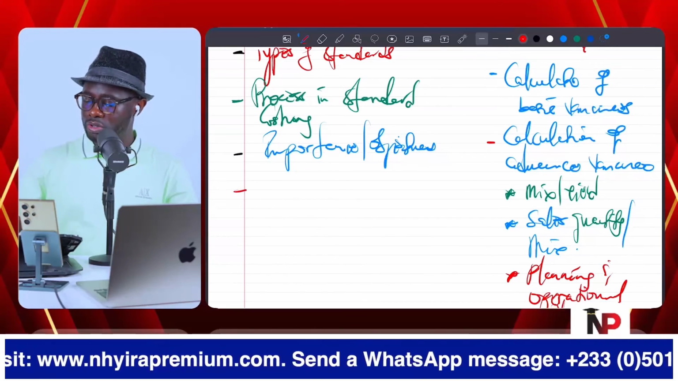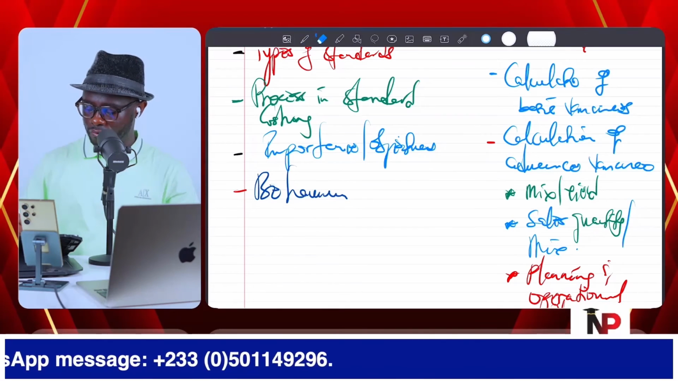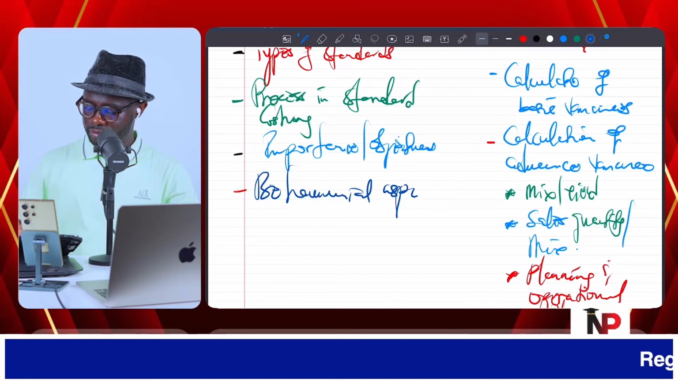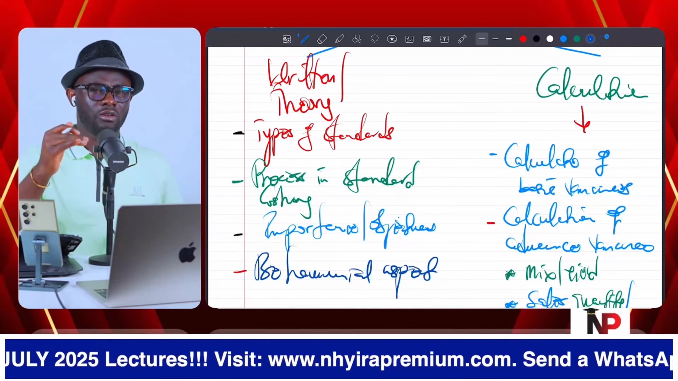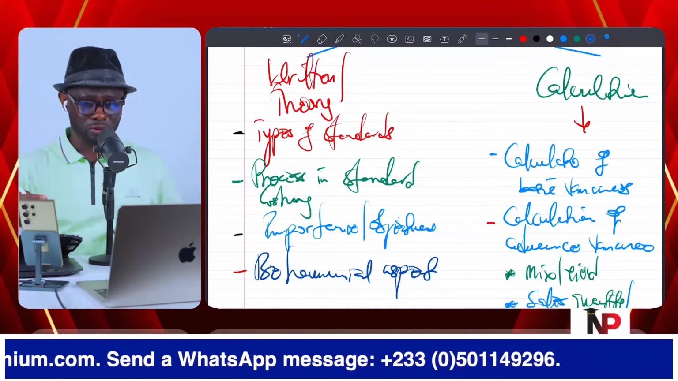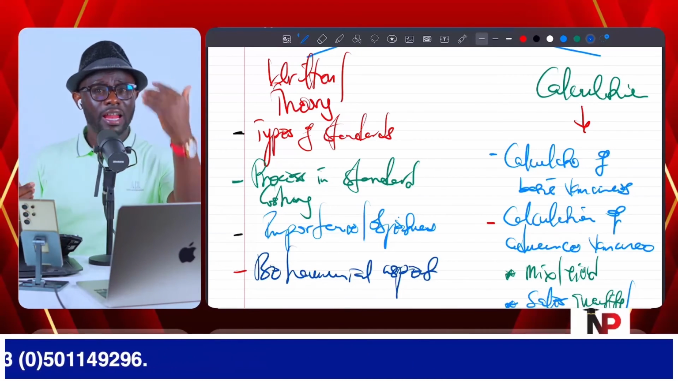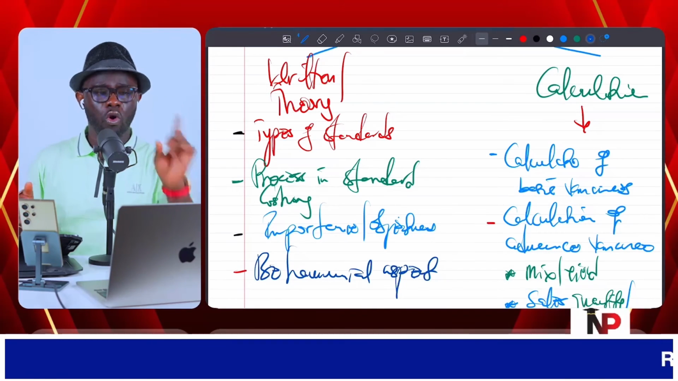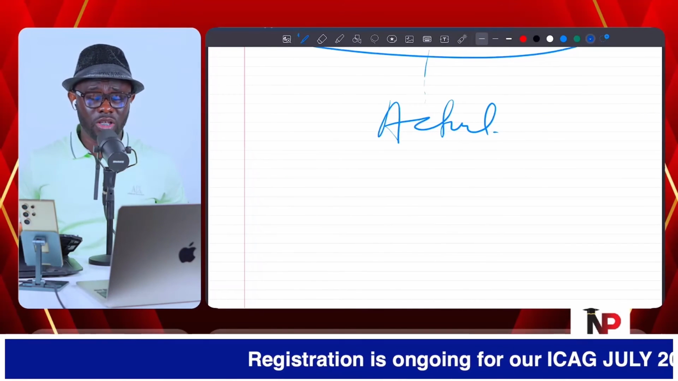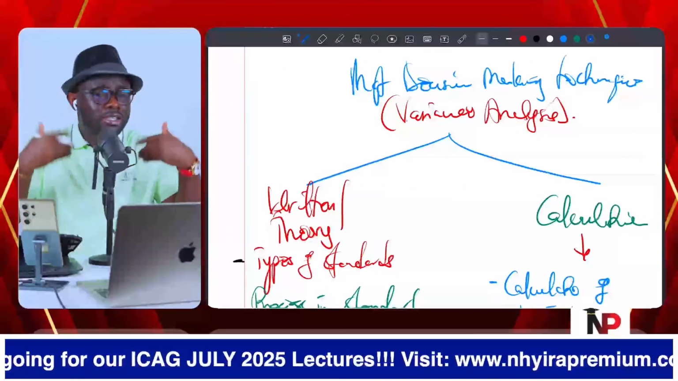Then we come to the last part, which is the behavioral aspect of variances. Now, regarding the behavioral aspect of variance, the examiner may ask you to calculate the variance, interpret the variance, and advise the management what they are supposed to do. So you are calculating the variance, interpreting the variance, and advising the management on what they are supposed to do. Or the examiner will present you with the variances, then ask you to interpret it to management. So that's the behavioral aspect.